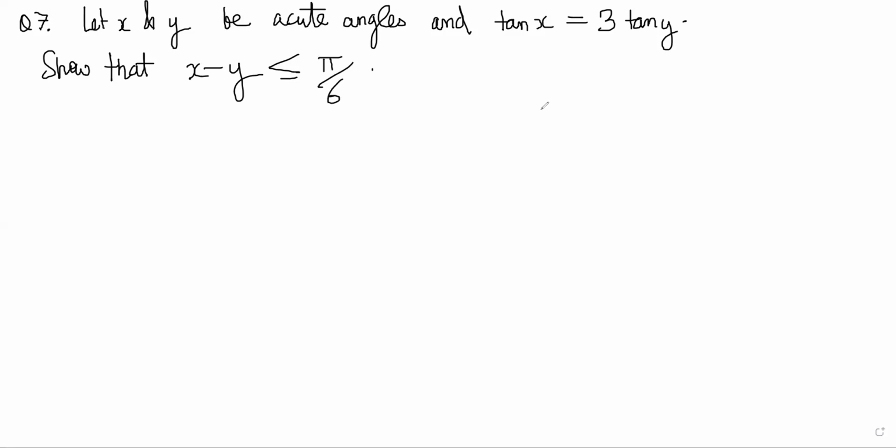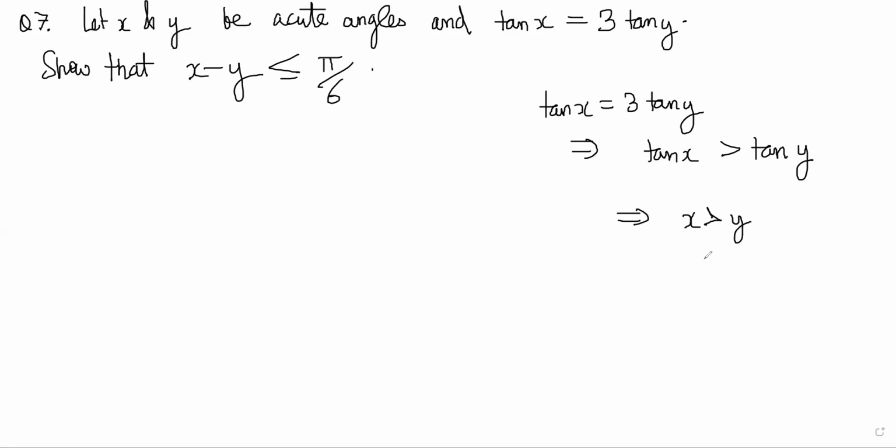Okay. So if tan X is equal to 3 tan Y, then obviously it implies that tan X is greater than tan Y, since X and Y are acute angles, and in the acute angles range, tan X and tan Y are both positive. Which implies that X is greater than Y, right? Because tan is an increasing function. So X minus Y is greater than 0. So that is at least one bound on X minus Y, but it's not the thing that we need to prove.